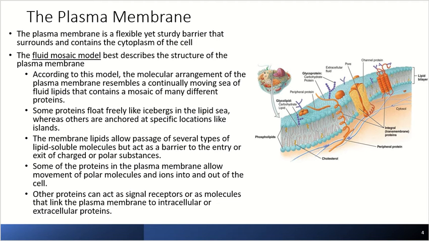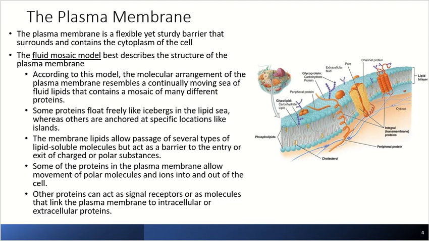The membrane lipids are going to allow passage of several types of lipid-soluble molecules, but they're also going to act as a barrier to the entry or exit of any kind of charged or polar substances. Some of the proteins in the plasma membrane are going to allow for movement of polar molecules and ions into and out of the cell, and we'll discuss these a little bit more as we go through the lecture.